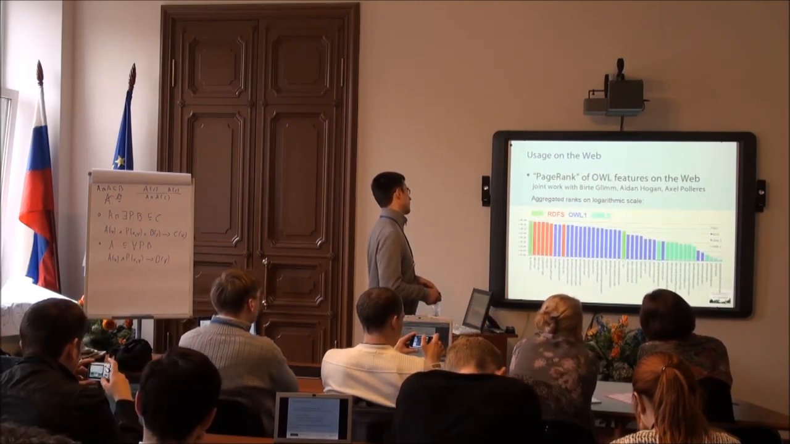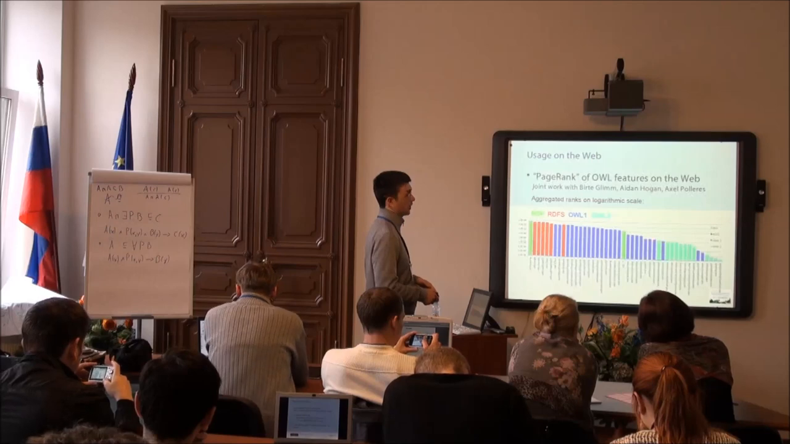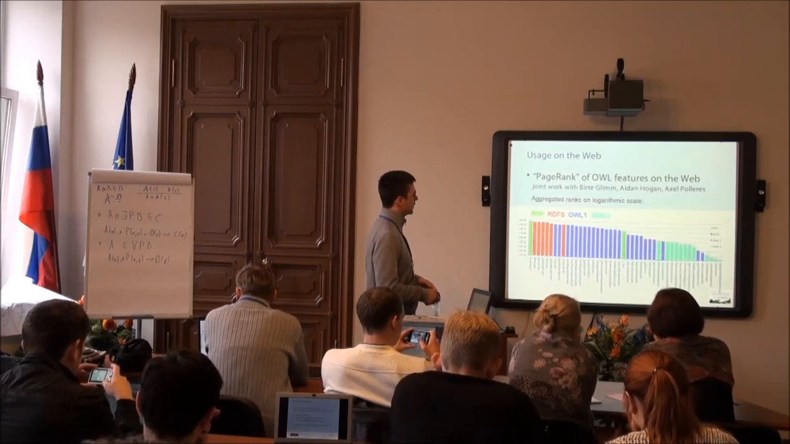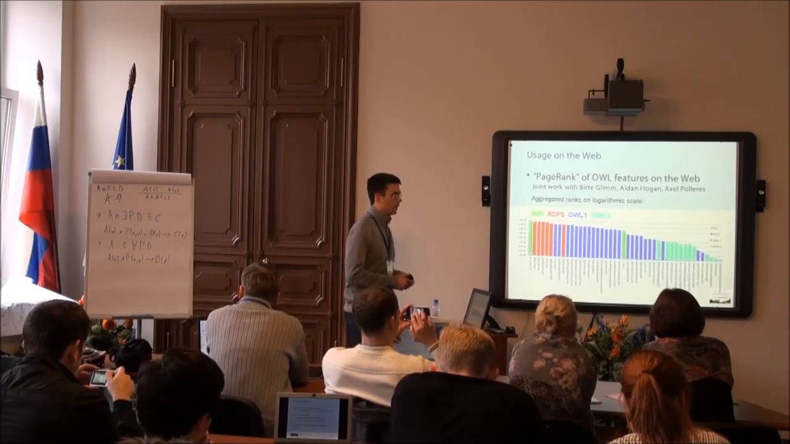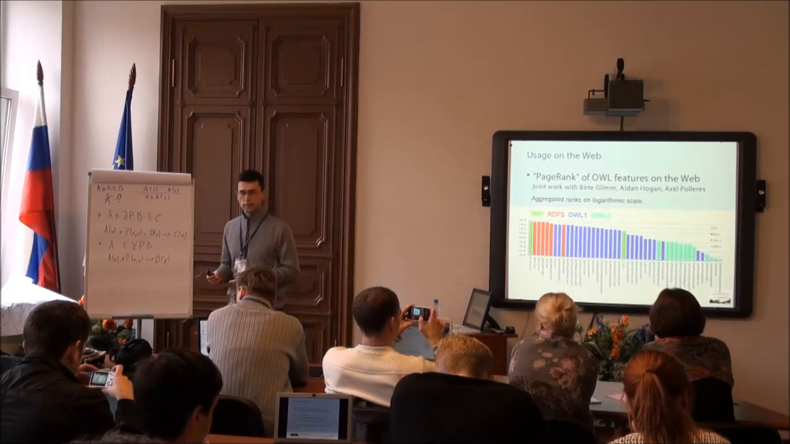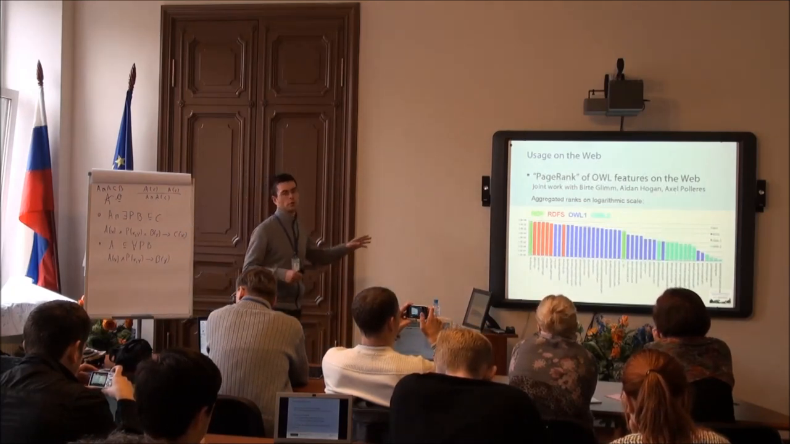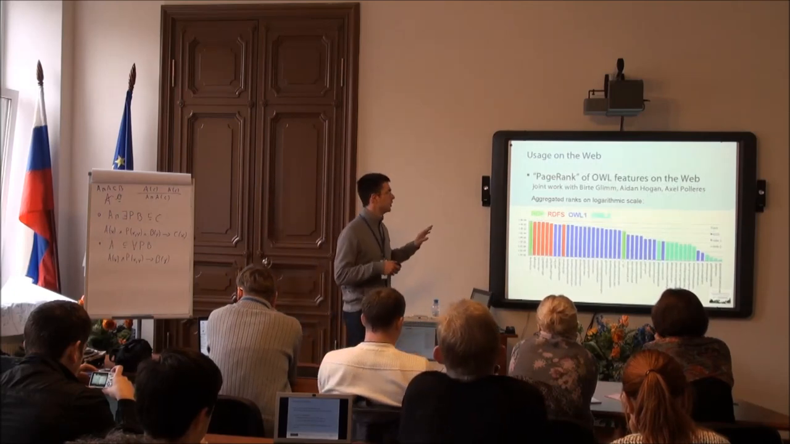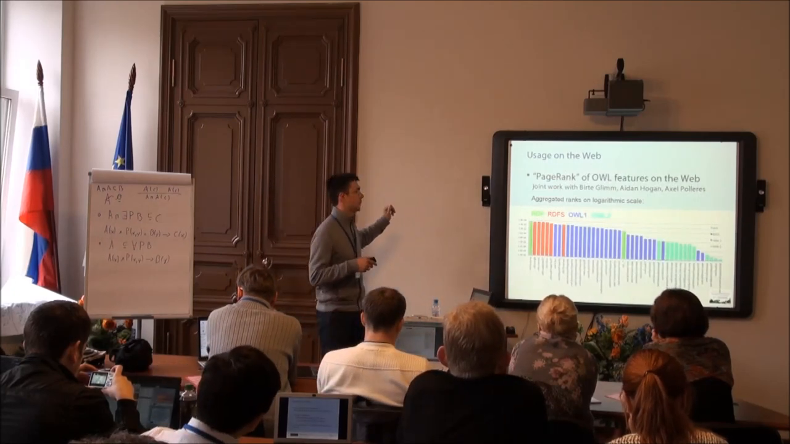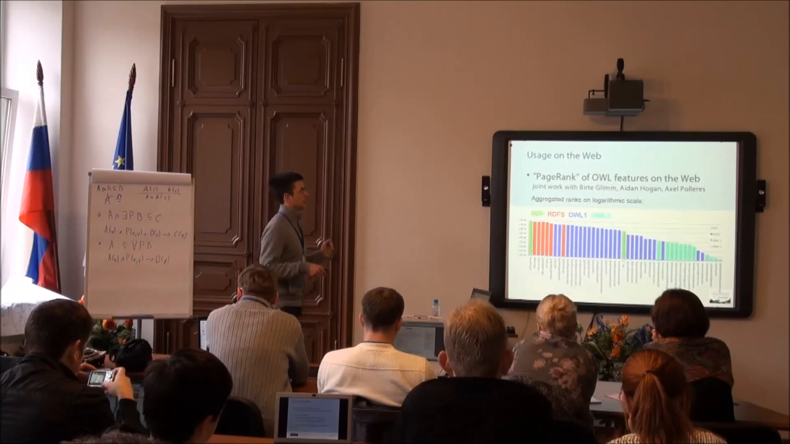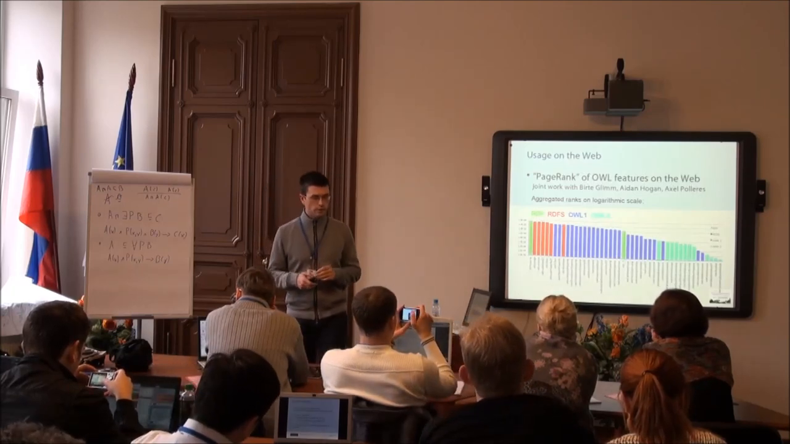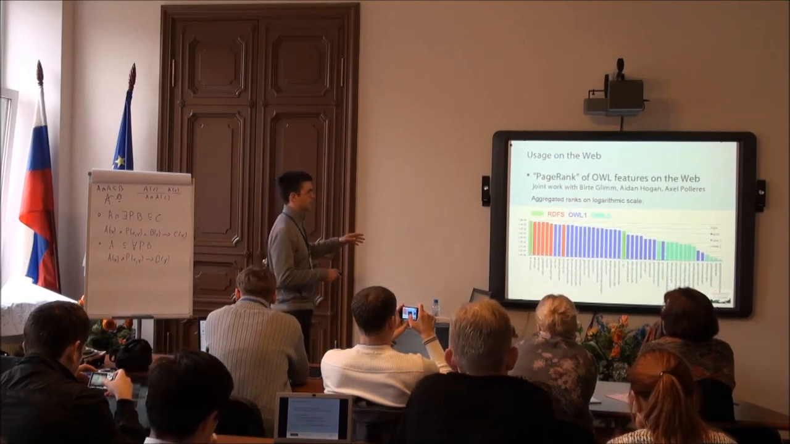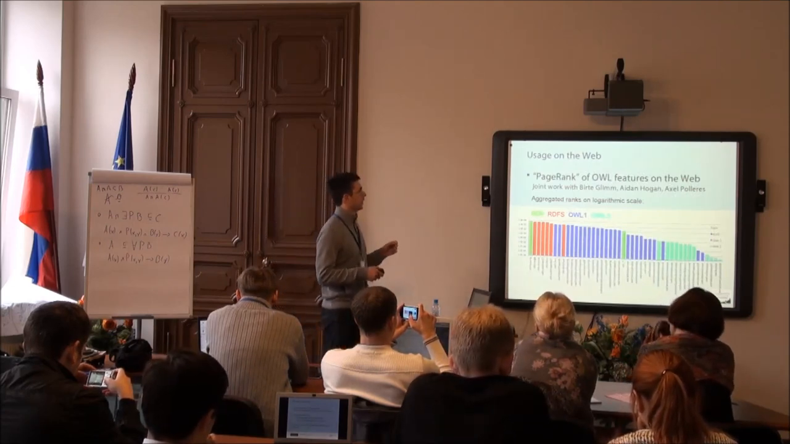The intersection of is here. So that's the conjunction of two classes. The intersection is actually a very rarely used feature compared to other features on the web. Why am I showing you this? I'm not showing you this to say this is not an important feature. It's just meaning that it's not used very much in this particular application. And also I'm showing you this to explain why, if you look at tools, many tools support certain features and don't support others.